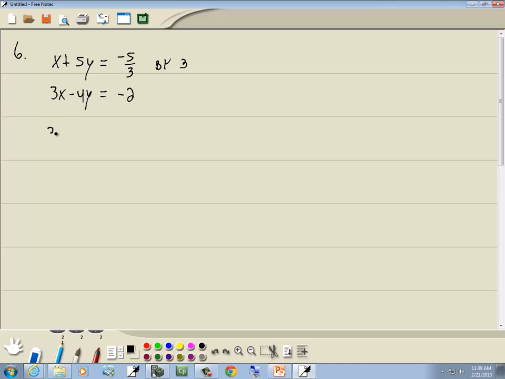Well, 3 times x is 3x. 3 times 5y is 15y. 3 times negative 5/3 gives us negative 5. And the other equation remains as is.